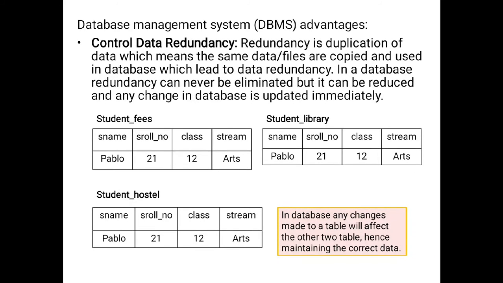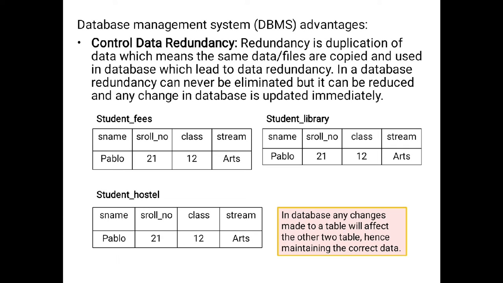So what are the advantages of a database management system? There are many advantages, but I'll just speak on the main ones. The first one is controlling data redundancy. Redundancy is actually duplication of the data, which means the same data or files are copied and used in the database, which leads to data redundancy. That same copy is being reused again and again.